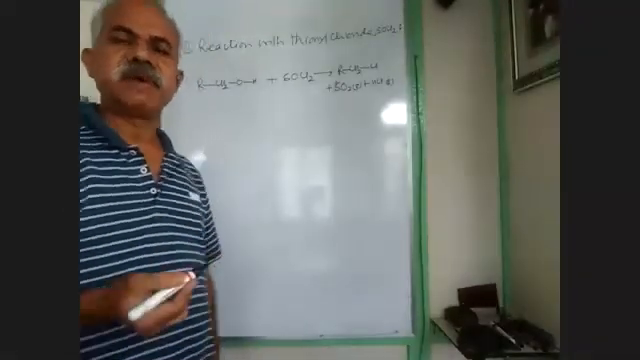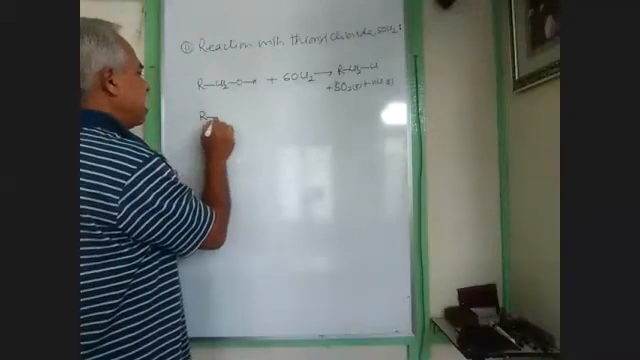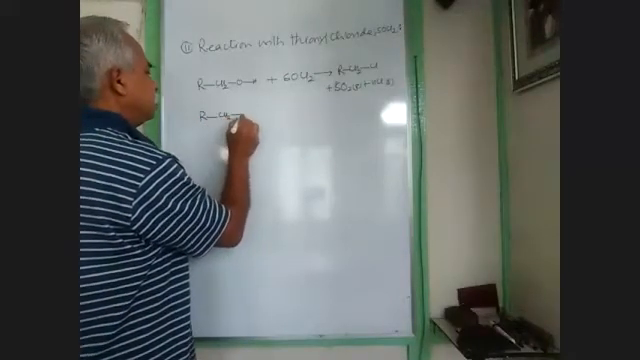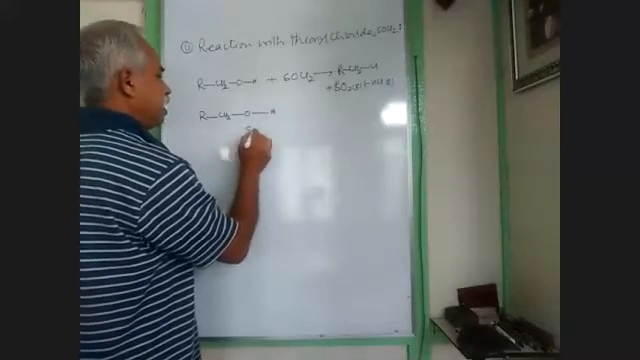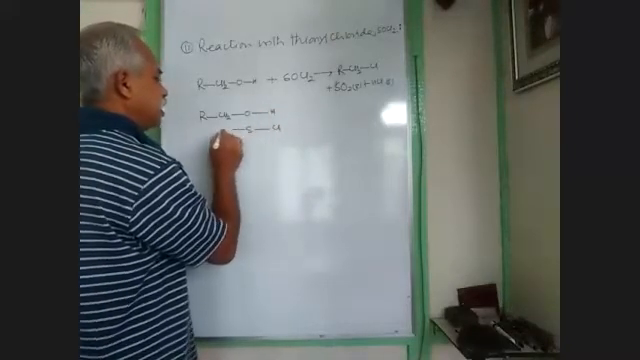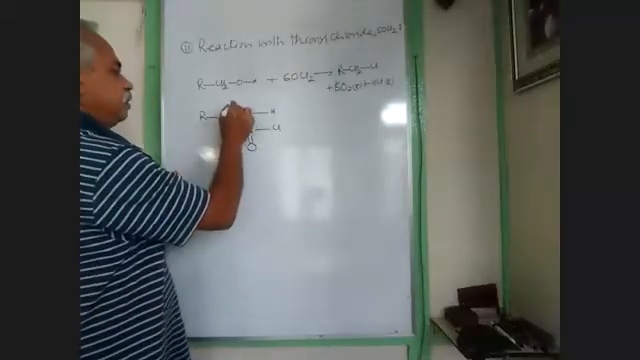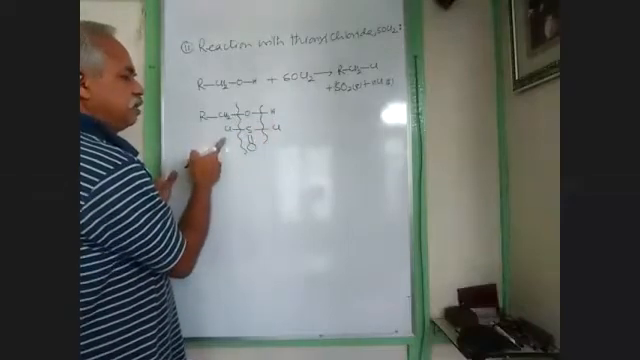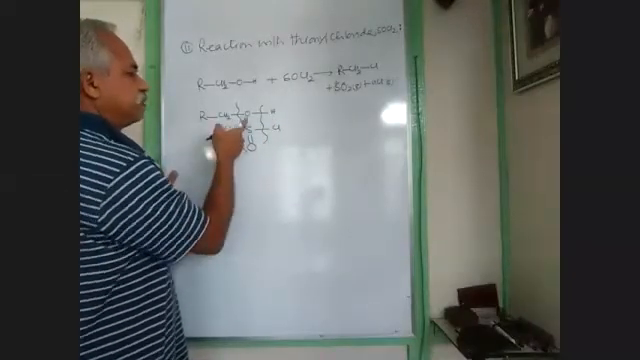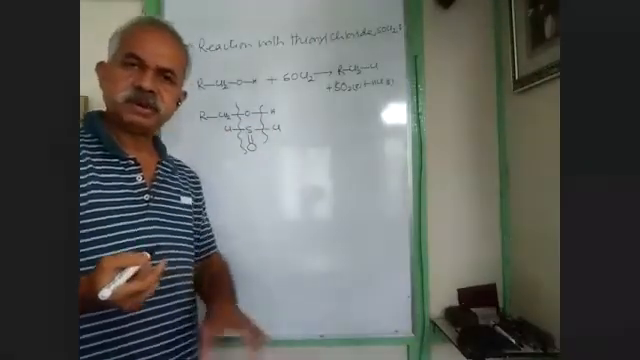Now, how to remember? Okay, very easy. See here. R, CH2O, and H. Then you write like this. Now you cut it like this. See, RCH2Cl, sulfur dioxide, and HCl. This is the way to remember.